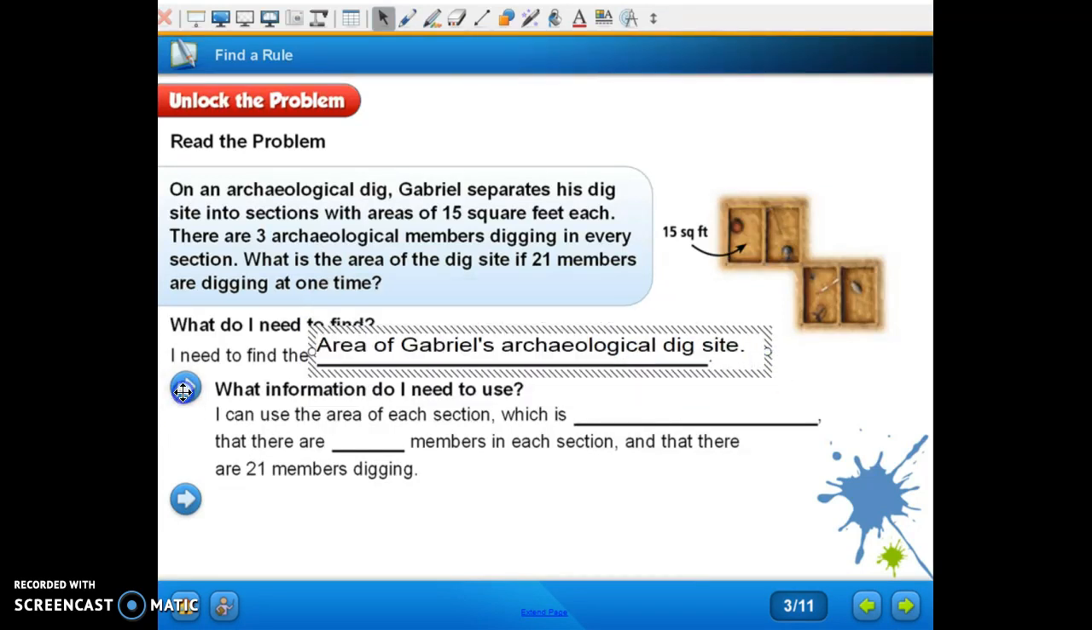Okay. Then number 2, the middle of your page says, what information do you need to use? I can use the area of each section, which is, go back up here in your problem. What is the area of each section? 15 square feet. That there are blank members in each section. How many members were in each section? 3.